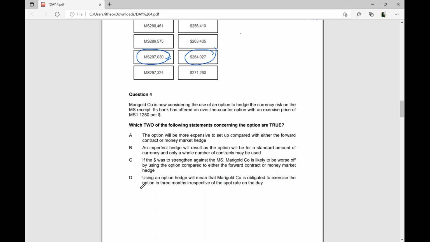Some points are very easy. Which two of the following statements are true? Using an option hedge will mean Marigold is obligated to exercise the option. An option is just a right. It's never an obligation. That's why it's called an option. So this is wrong. An option is never an obligation.